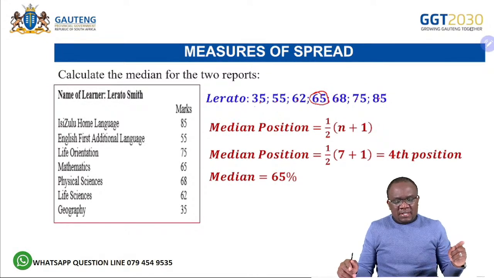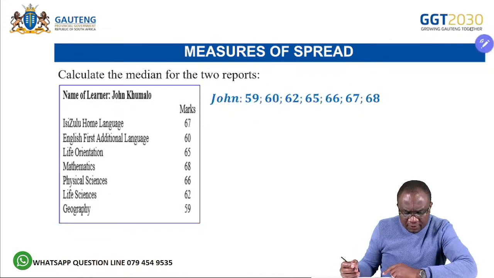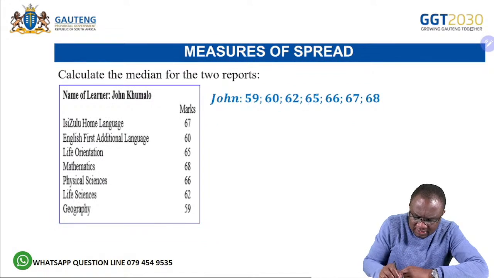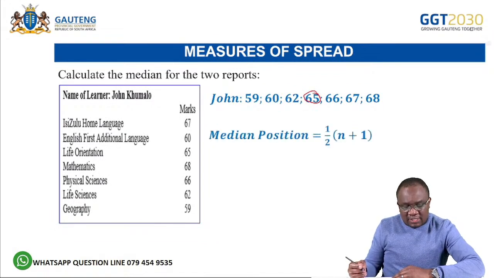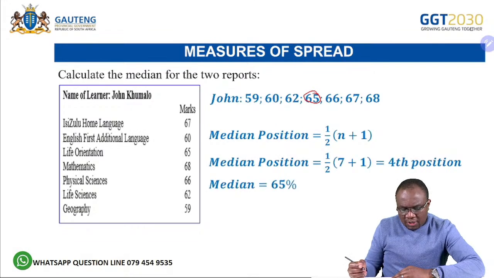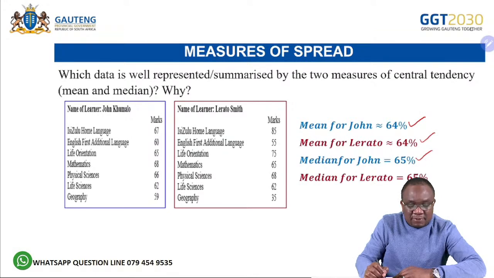And then the median for Lerato is 65%. And then John, let's see. John is what? Again 65%. So we can say what we have done so far. We have these four things: mean for John 64%, mean for Lerato 64%, median for John 65%, median for Lerato 65%.